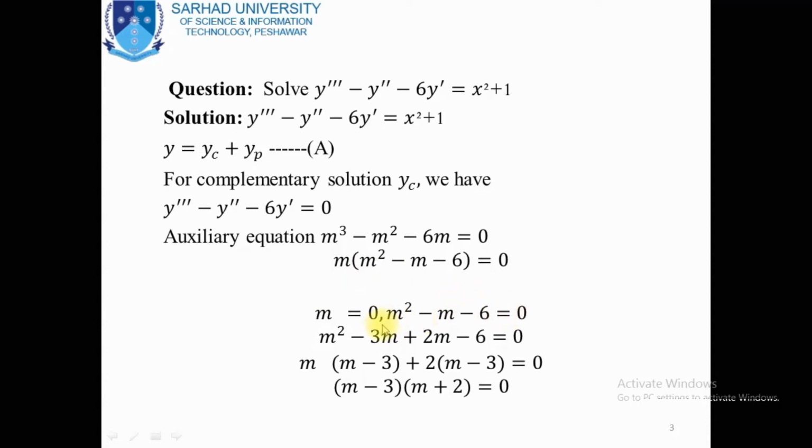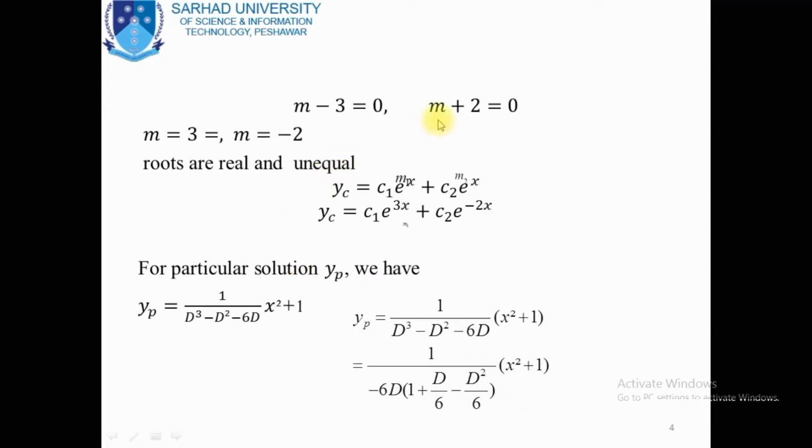So factorizing m square minus m minus 6 by sum and product, we obtain m square minus 3m plus 2m minus 6 is equal to 0. Now taking common m from the first two terms, m into m minus 3, and taking common 2 from the last two terms, plus 2 into m minus 3 is equal to 0. This expression can be written as m minus 3 into m plus 2 is equal to 0. Now m minus 3 is equal to 0 and m plus 2 is equal to 0, which means m is equal to 3 and m is equal to minus 2.